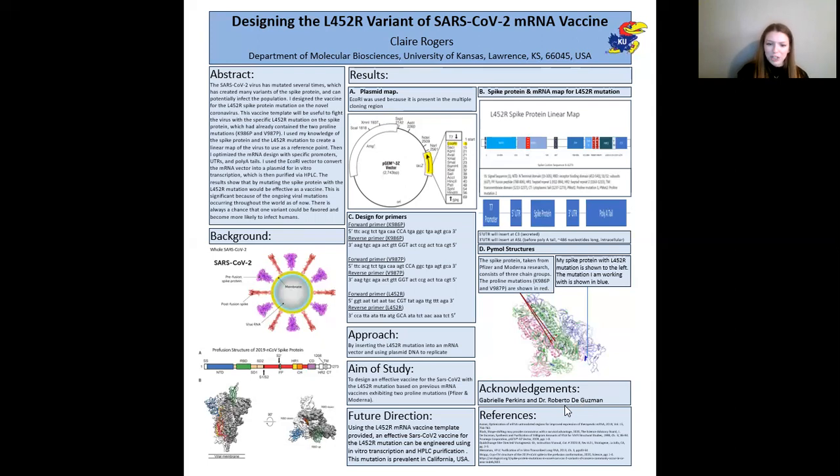And then future direction, after the template is created, you will use in vitro transcription and HPLC purification to ensure that the vaccine is correctly made and good to go.